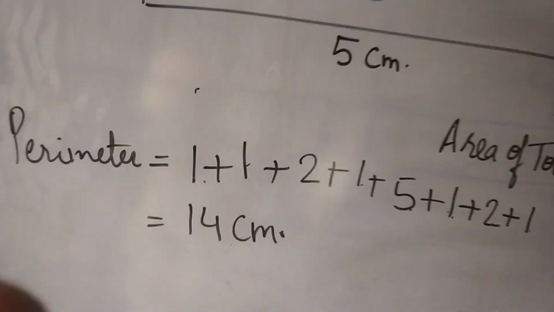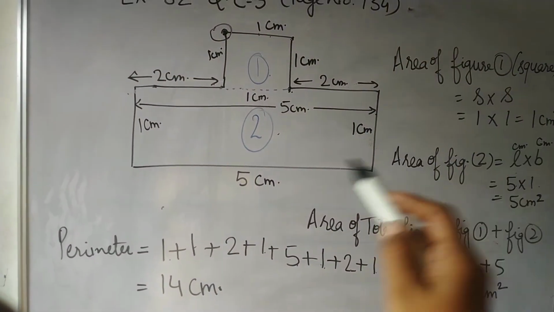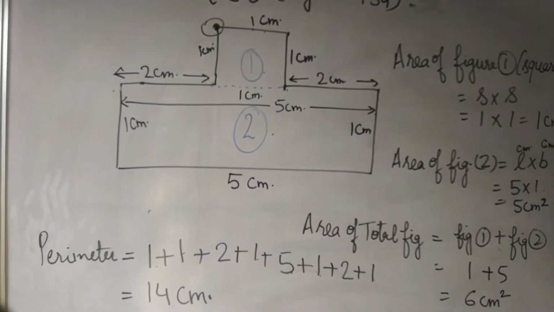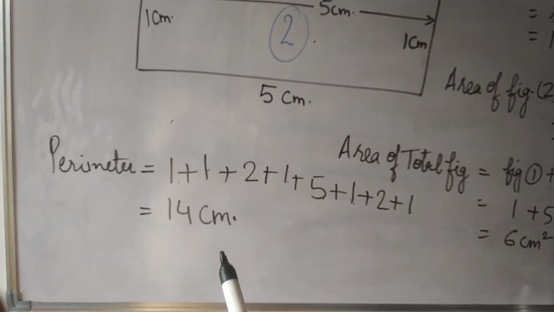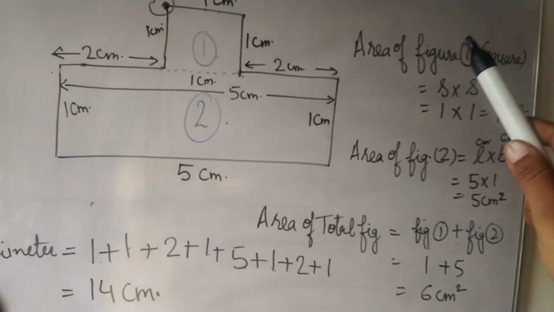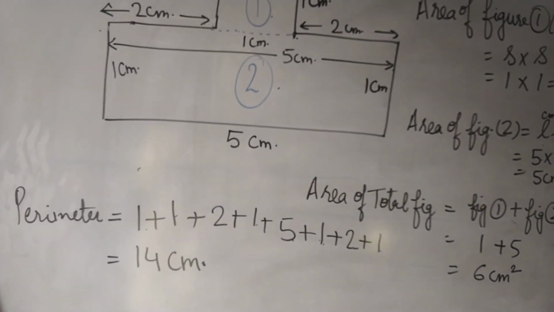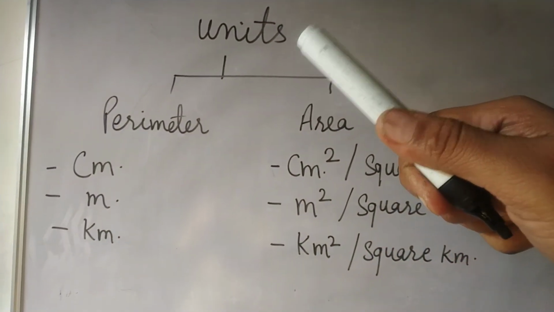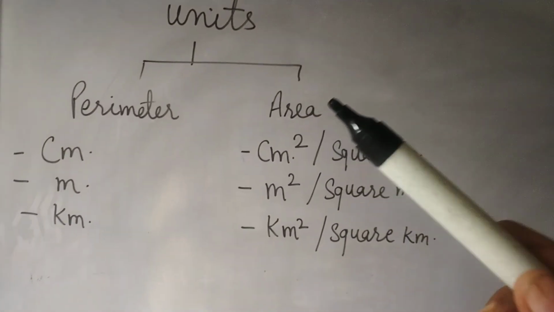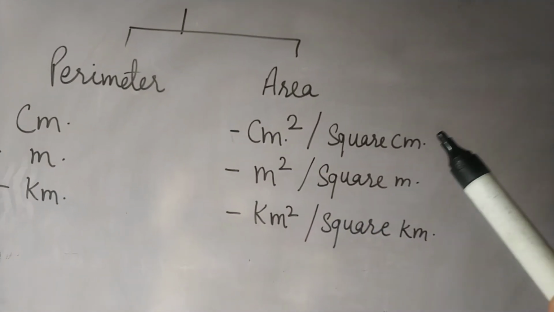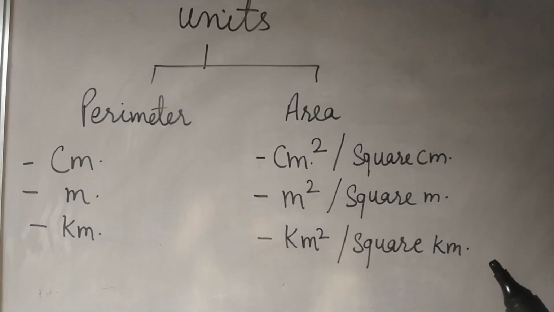Right? So one thing more important over here. The formula of the perimeter is addition of all the sides. Right? And its unit will be in meter or centimeter or kilometer. And area is in centimeter square, kilometer square or meter square. So in the last, I'll tell you about the units. The units of perimeter will be centimeter, meter or kilometer. And the units of area will be centimeter square. I can write it as a square centimeter. Meter square or square meter. And kilometer square or square kilometer.